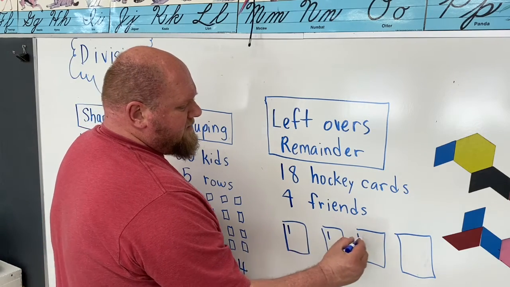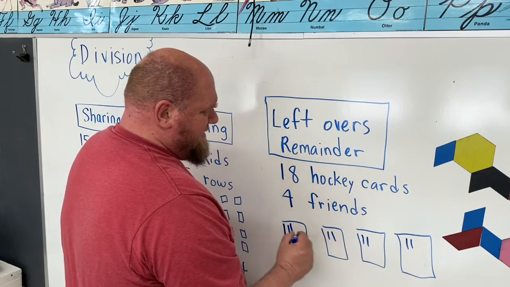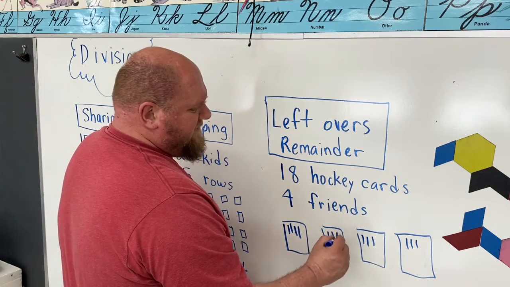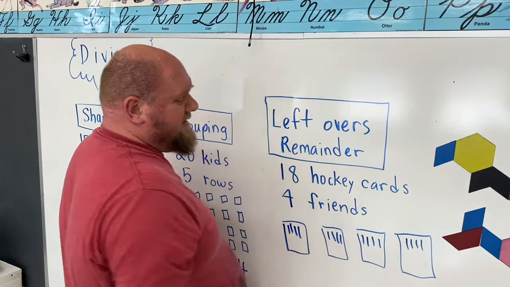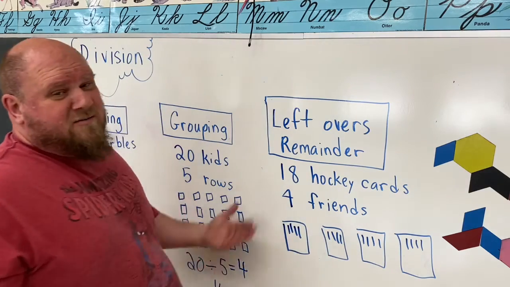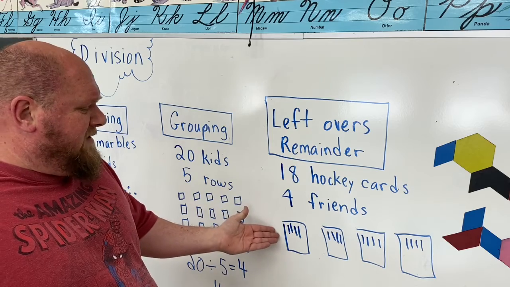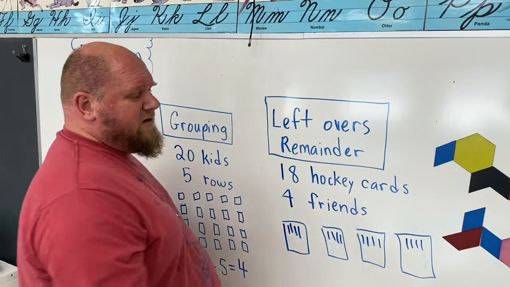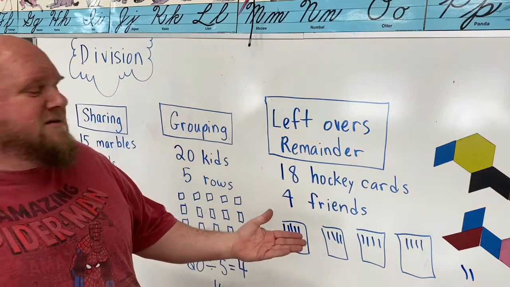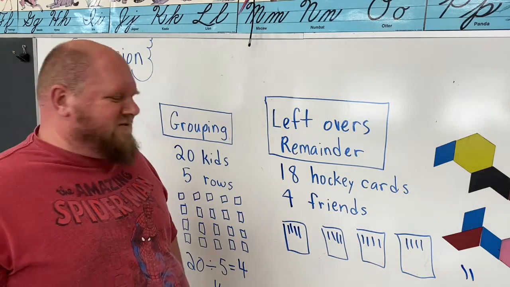1, 2, 3, 4, 5, 6, 7, 8, 9, 10, 11, 12, 13, 14, 15, 16. Now I know that I could go 17, 18, but remember, it has to be equal groups. So what I have here is 2 left over. So they might have to do rock, paper, scissors, or figure out some other way of sharing those cards.